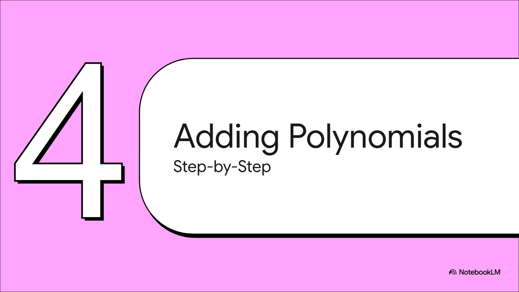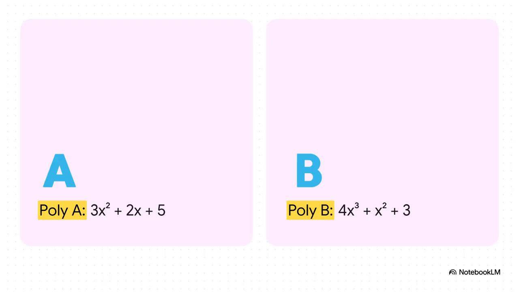Okay, so now that we know how to store a polynomial, let's actually do something with it. A really classic exercise in a lot of computer science courses is adding two polynomials together. And with our array method, this becomes incredibly easy. Let's see how. So we're going to add two polynomials. We'll call them A and B.